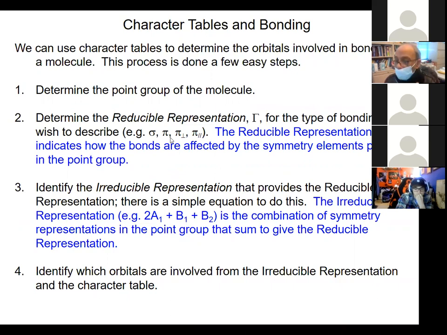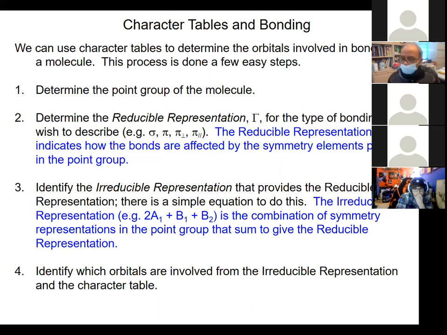Of course, I will walk over all these cases separately, with each one giving an example. So we need to develop what we call a reducible representation, which tells you how the bonds are affected by the symmetry elements present in the group. For example, if I rotate this molecule, how many bonds get displaced, and how many bonds stay in the same place.